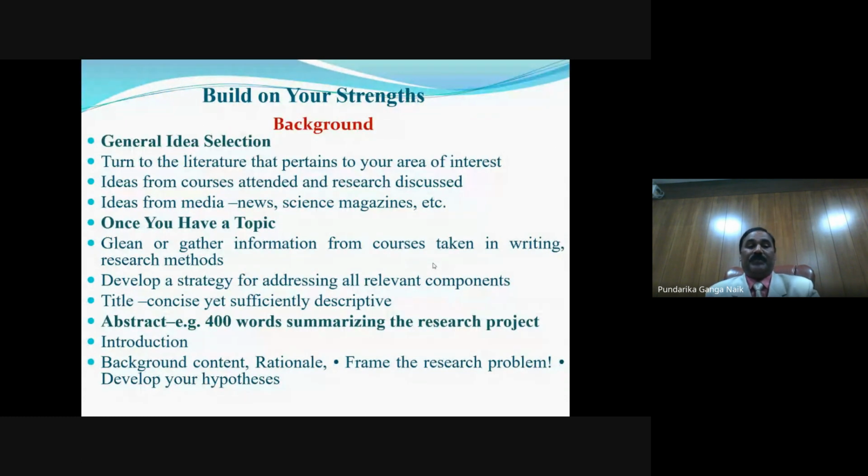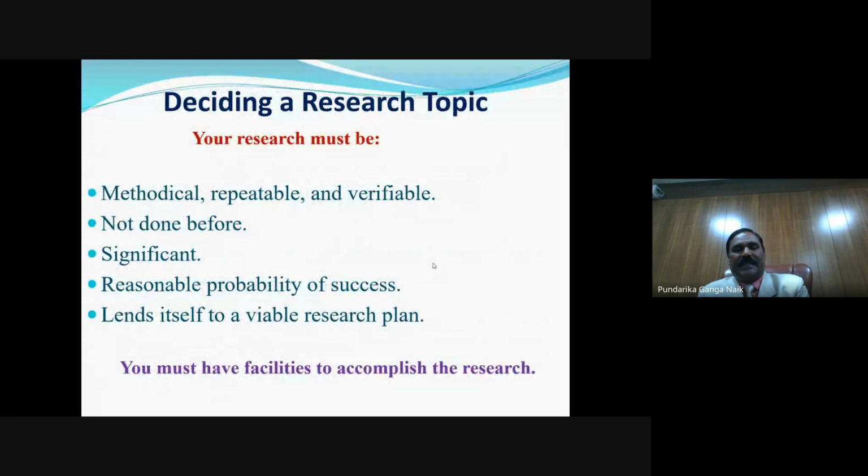Therefore, rationale would become a very important aspect in writing the grant proposal. Then frame the research problem. What would be the problem of the research, in brief, because those things have to come in the abstract. Then develop your hypothesis, which is the prediction of the outcome of your research. What would be the probable results if I complete this proposed research work? That is very important and you must highlight it in your grant proposal.